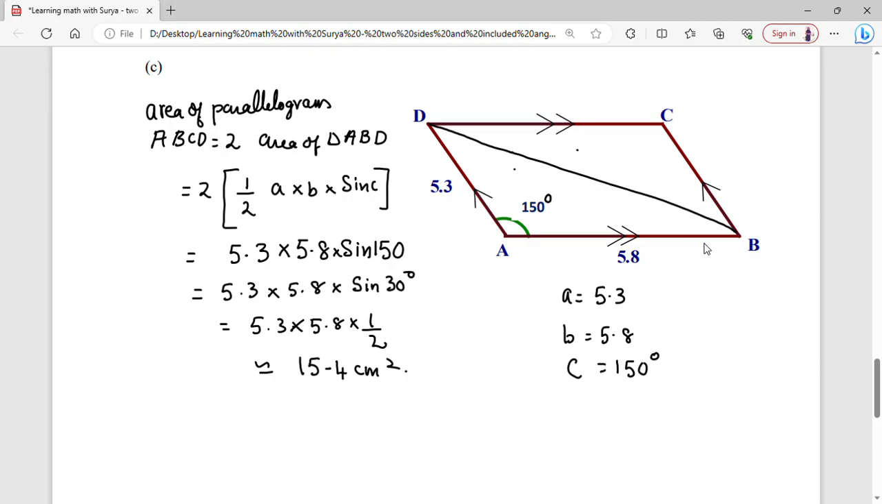Alright, so you may check that, and I hope this is quite clear for you all, the third type of finding out areas of triangles.